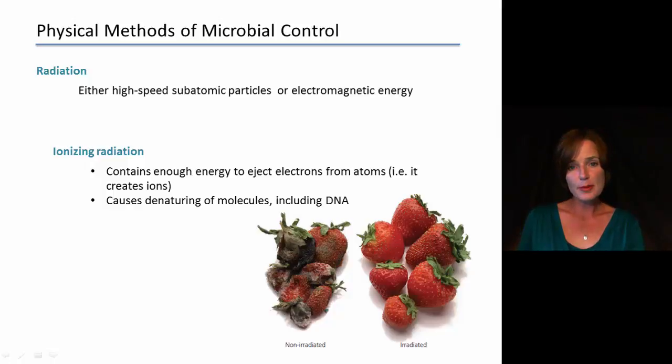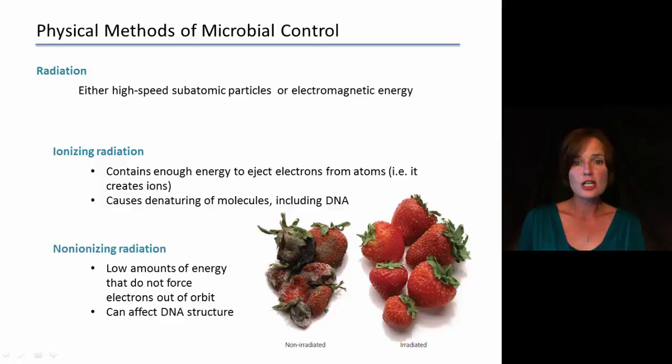If you look at the strawberries in this picture, it's showing you some that have been irradiated and some that have not. If you leave the samples for a few days, there is a huge difference in the overall microbe growth on the ones that did not have any treatment. That's because when we shoot that ionizing radiation at the strawberries, we are killing and damaging the microbes that are on the surface.